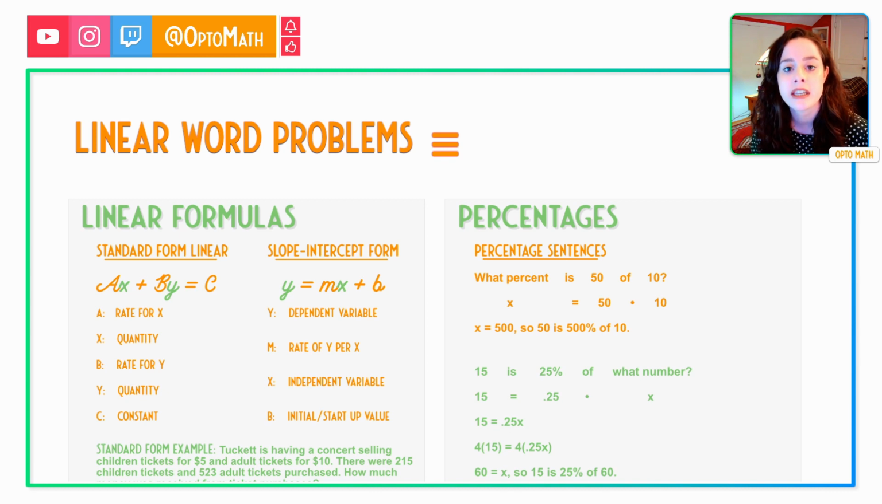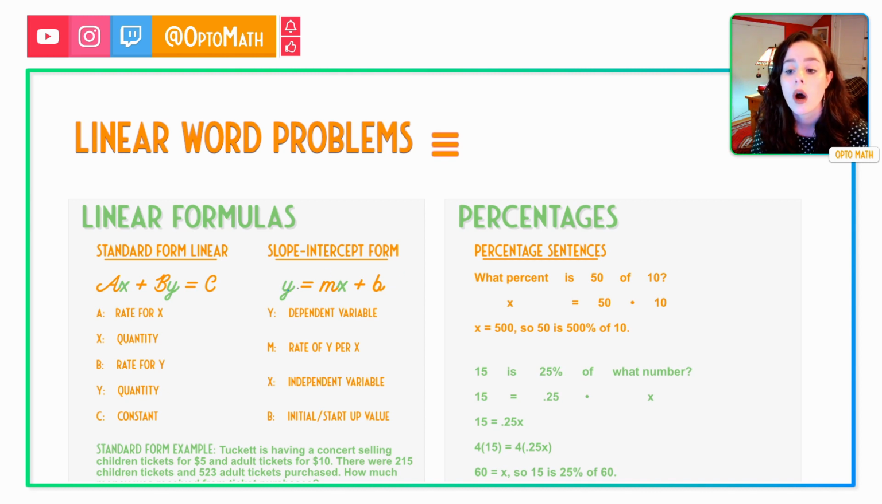So our standard form linear, that is an equation, and it's just one way to write a linear function. Standard form reads ax plus by equals c. Below is the outline for each of these variables. A is the rate for x, and x is the quantity that would go with whatever that rate is. B is the rate for y, and y is the quantity that goes with the rate b. And c is some constant. And often c would be like a total number of something.